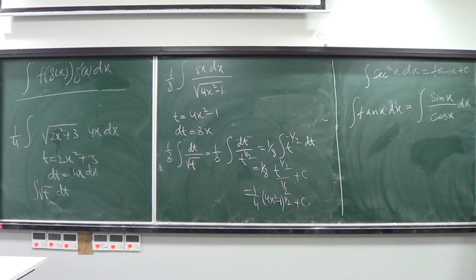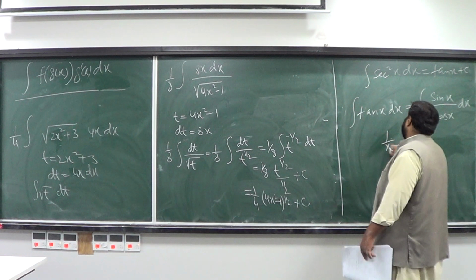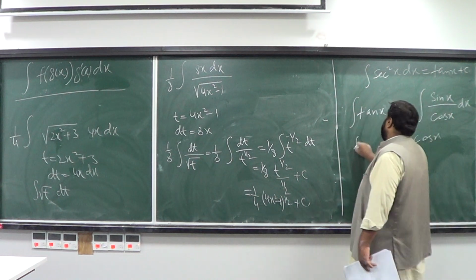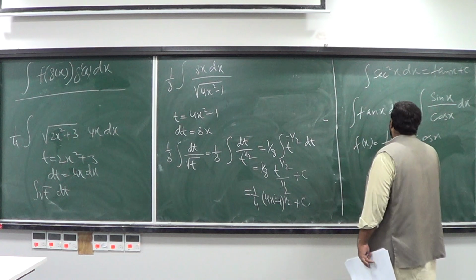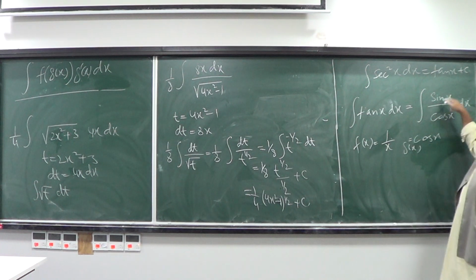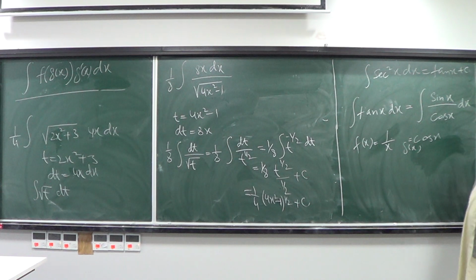Now can I see this function as a composition? The answer is yes. You can see this is a composition, where 1 over x has been composed with cosine x. So if my f of x is 1 over x and my g of x is cosine x, then f of g of x is going to be 1 over cosine x.